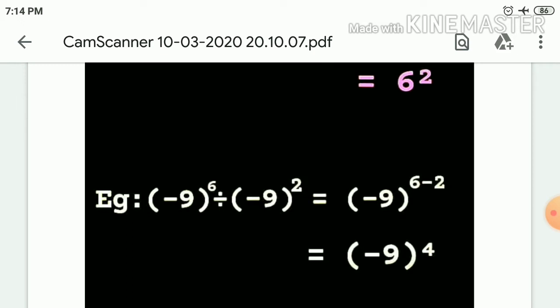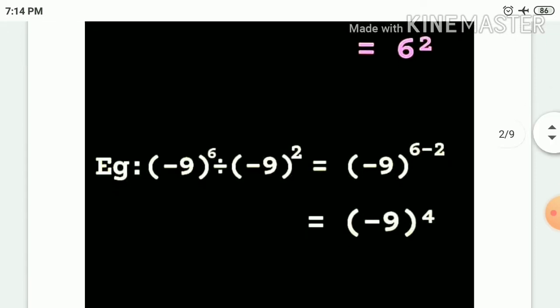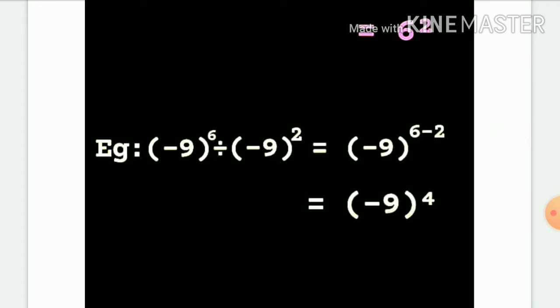Further, how to get the values? Minus 9 will be multiplied how many times? 4 times to get the values. Okay, in the previous practice set you have learned how to get the values. So this was the second law.